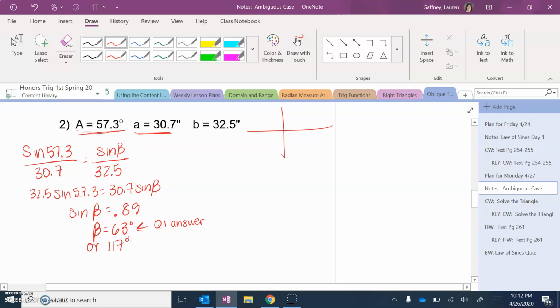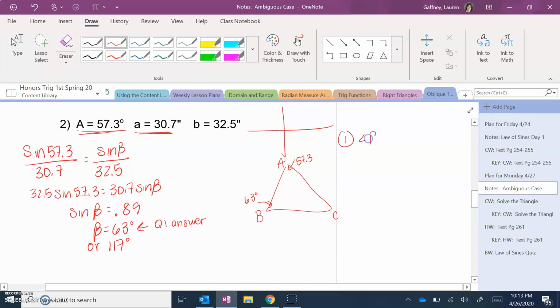Now, we need to ask ourselves, with the information that we are given, if we had, I'm just drawing a random triangle here, not to scale at all, if this angle is 57.3 degrees and this one is 63 degrees, could we find that third angle? Do we have enough degrees to find that third angle? Yes. So let's come over here then. This is one of my triangles here. If angle B is 63 degrees, we could subtract 57.3 and 63 and find that angle C is 59.7 degrees. We definitely have enough room for a third angle there.